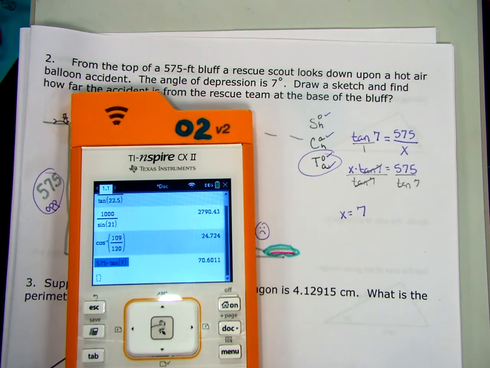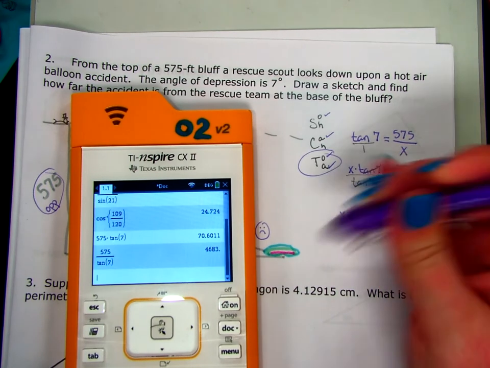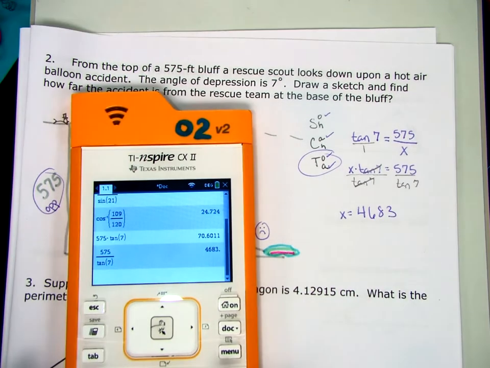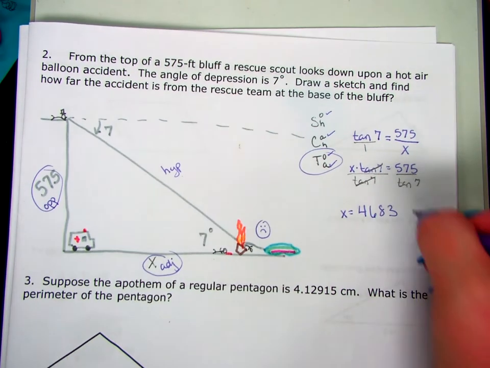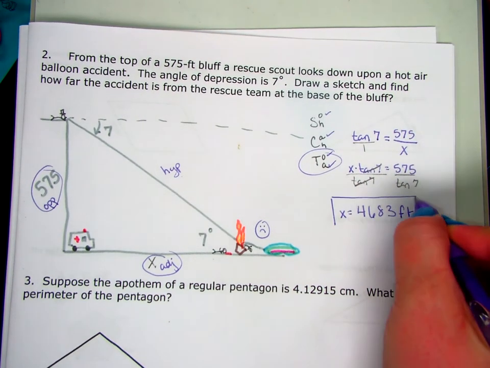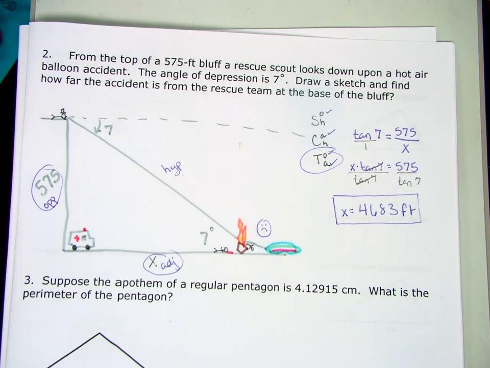575 divided by the tangent. That seems better. 4,683, which is just under a mile. So it's about a mile away. So, feet, yes. It takes 5,280 feet to make a mile, so you just tell them if you've gone a mile, you've gone too far, but just drive towards the smoke. Questions on 2?